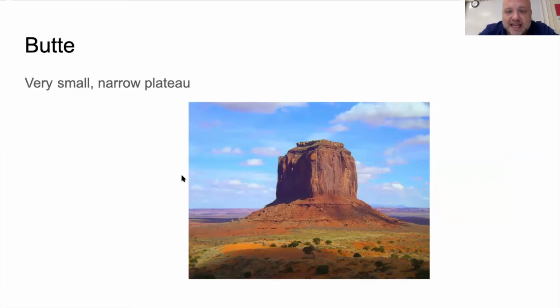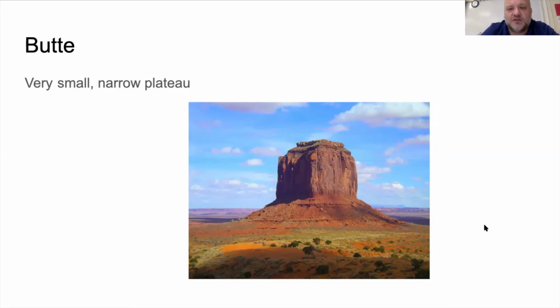A butte is a very, very narrow plateau. It's a form of a plateau, and you really only find these in a few spots. You can see these in the Southwest United States, Mexico, and a couple of places in Africa will give you this land formation. Again, it's a very, very narrow plateau. All buttes are plateaus. Not all plateaus are buttes, okay?